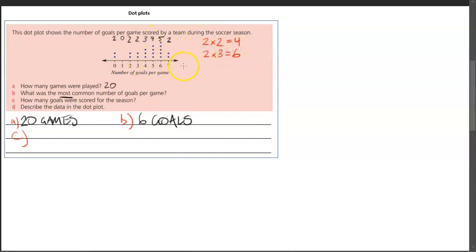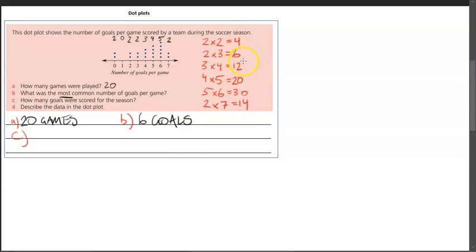For the 4th one, we have 3 games where they scored 4. So 3 times 4, which is equal to 12. For the 5 goals, there were 4 games where they scored 5 goals. So 4 lots of 5. Gives me 20. For 6 goals, we have 5 lots of 6, which is our most common one, so that's 30. And then for 7 goals, we have 2 lots of 7, which gives me 14.